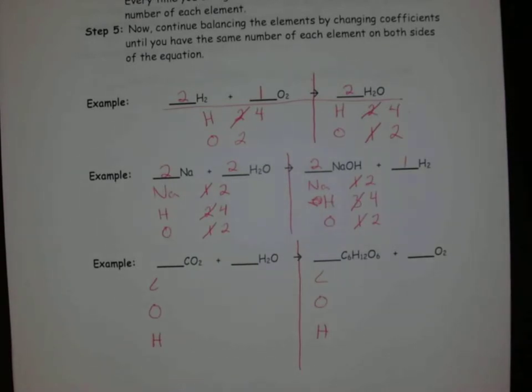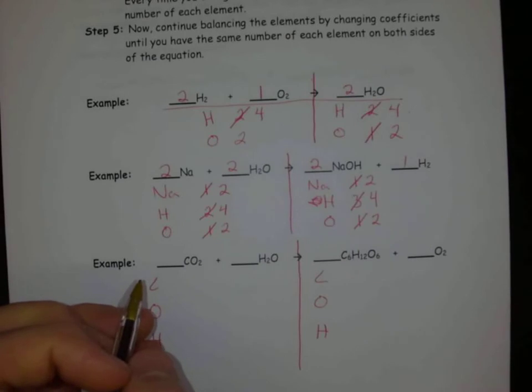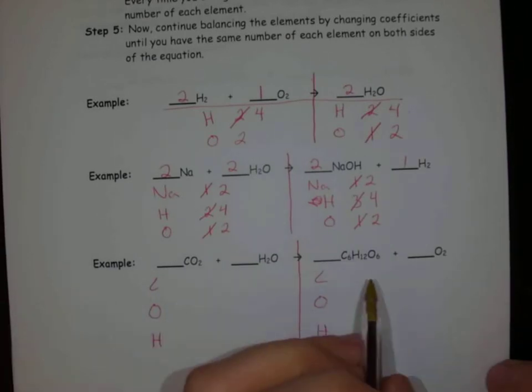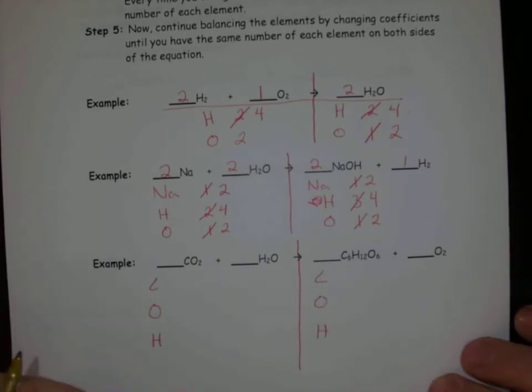So what we are going to do to help us balance this equation: oxygen is definitely our least complex, so we'll balance that at the end. Our sugar molecule here, C6H12O6, is definitely our most complex. So let's count each of these, and we're going to start balancing with our sugar.